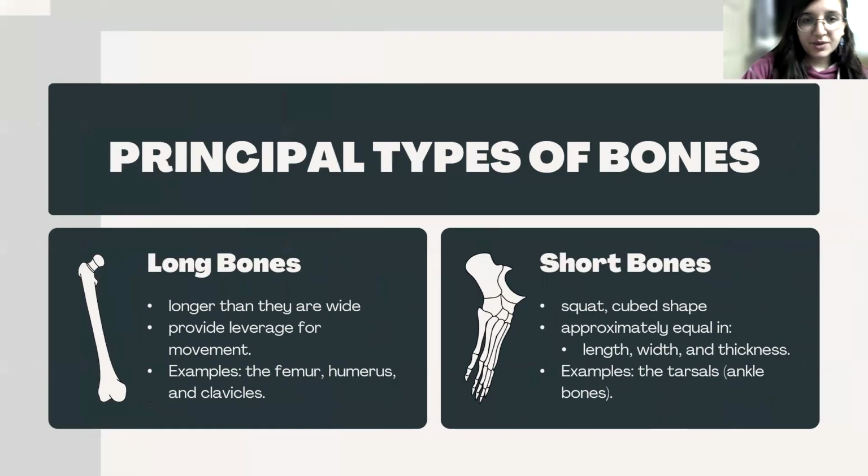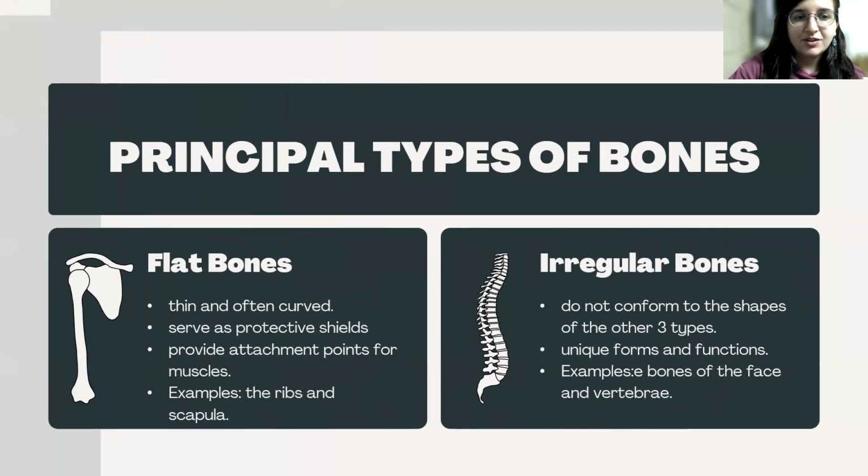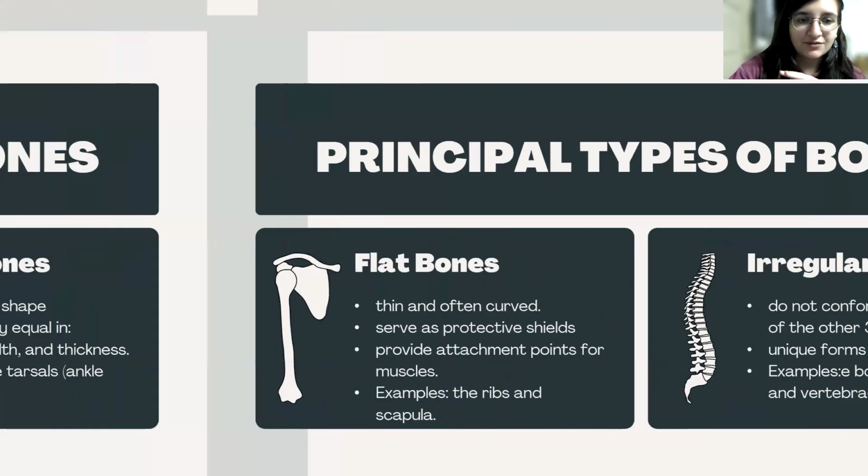Okay, so in your body, there are different types of bones. Let's just go through the bones first. There are the long bones, the short bones, the flat bones and the irregular bones. These four types, we'll look at each of them now.